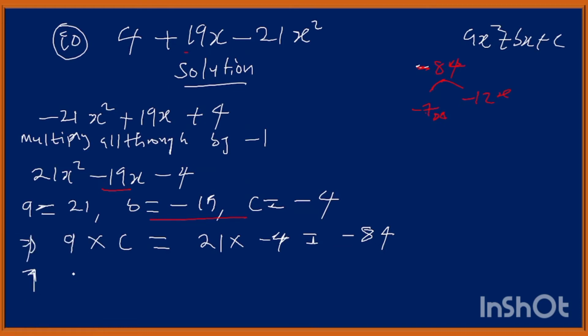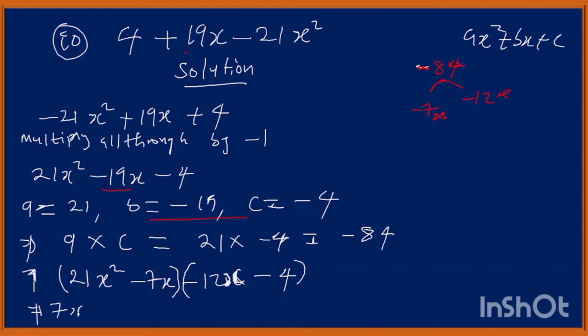So this is 21x squared. In place of minus 19x, I'm going to put minus 7x minus 12x, which is what we got here, and this is minus 4. So the next step is to group. These are siblings. You can see they look alike, so I'm just grouping them. So the next thing is to look for what is common. What is common between 21x squared and minus 7x? What is common there is 7x. 7x is obvious.